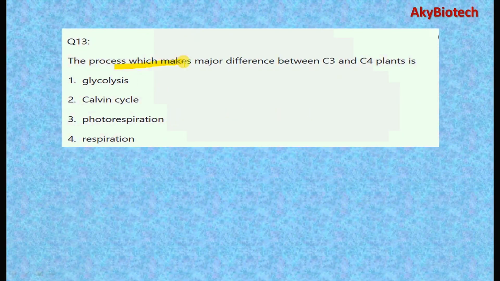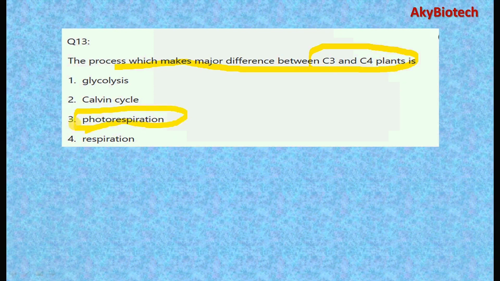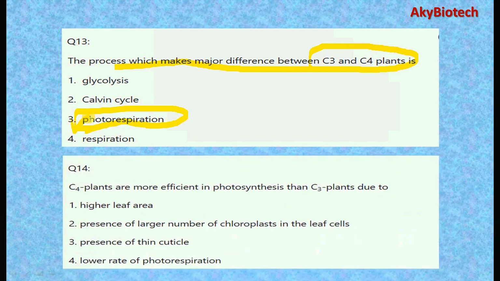Then number 13. The process which makes major difference between C3 and C4 plants is, so the major difference between C3 and C4 plants, we know, is due to the photorespiration. This marks the major difference between the two cycles. Then C4 plants are more efficient in photosynthesis than C3 plants due to the correct option we have. This is because of presence of larger number of chloroplasts in the leaf cells. So the correct option is number 2.